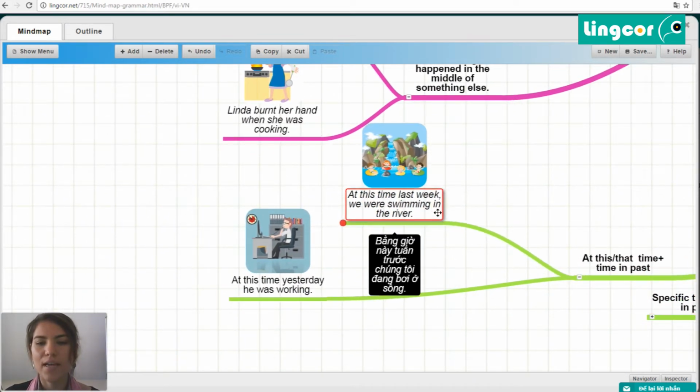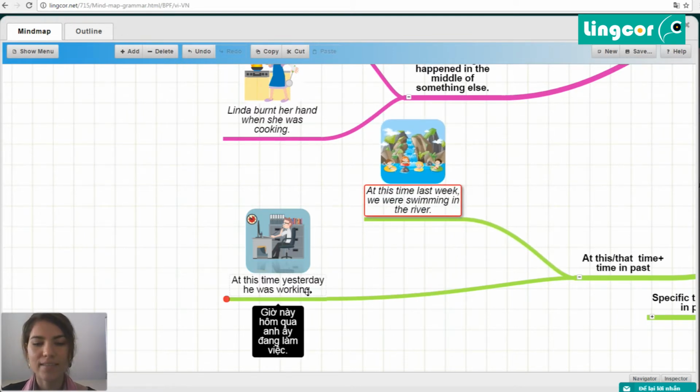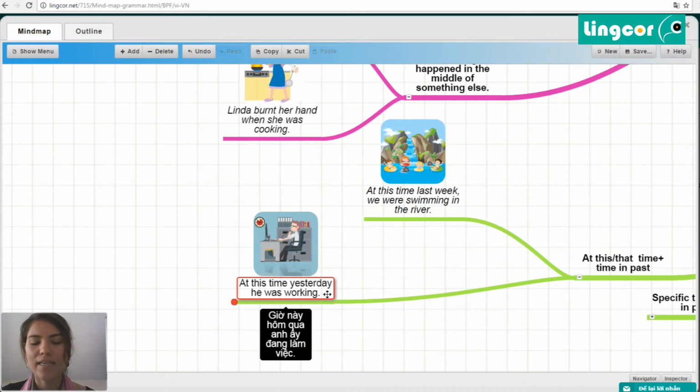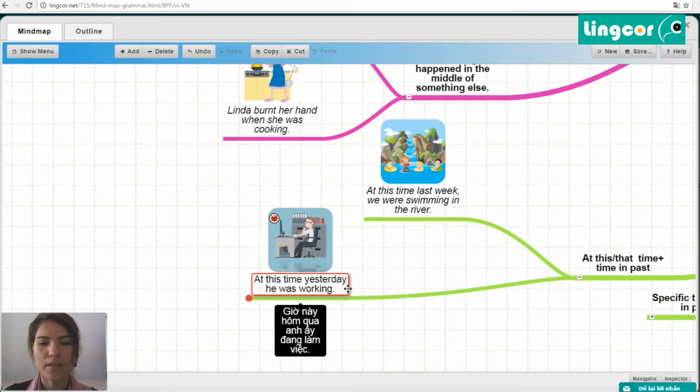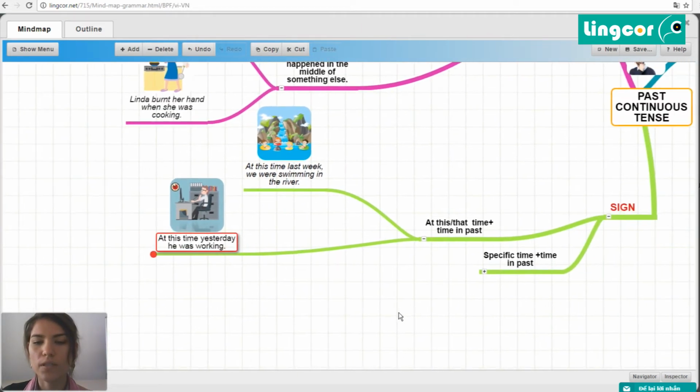So at this time last week, we were swimming in the river. And at this time yesterday, he was working. So these both use at this or that time and a time in the past. Some keywords.